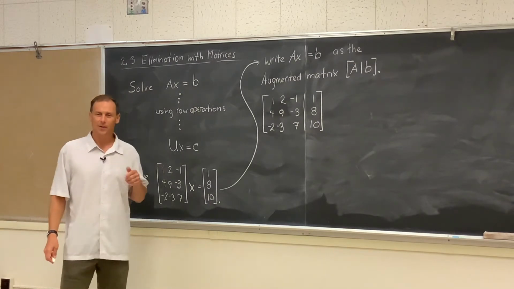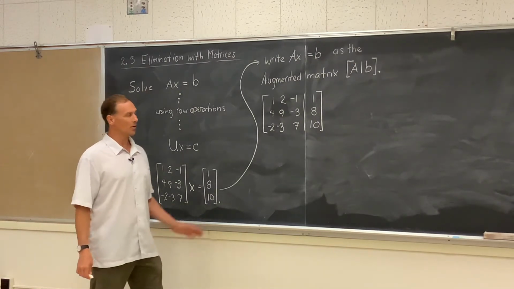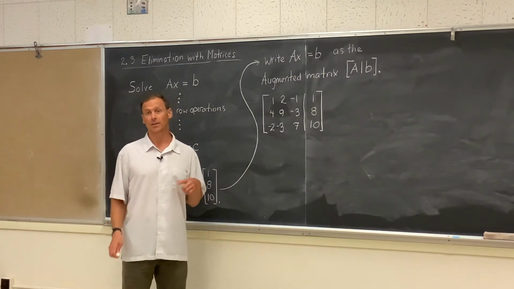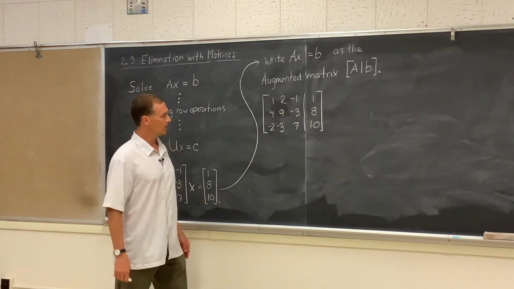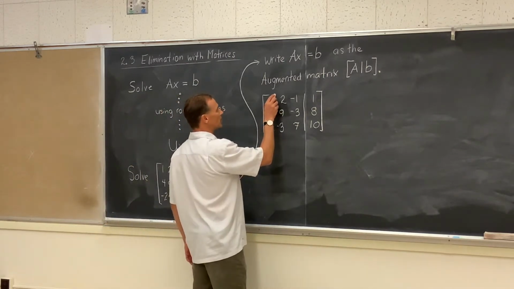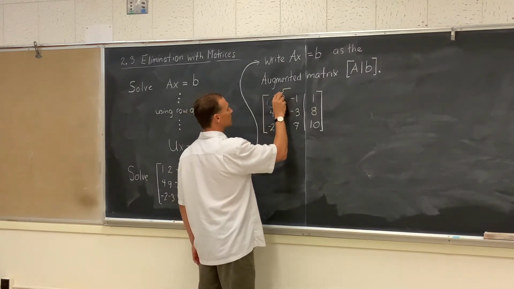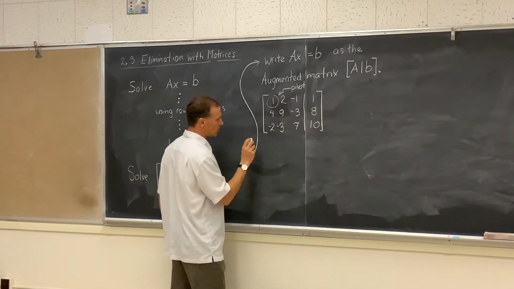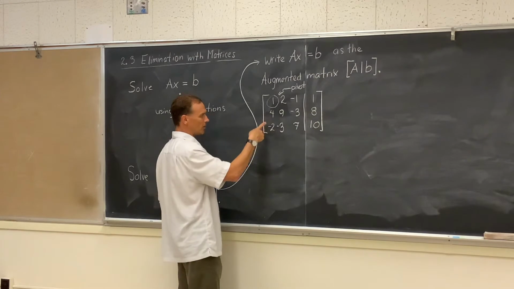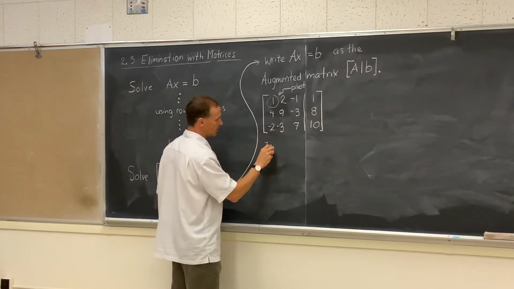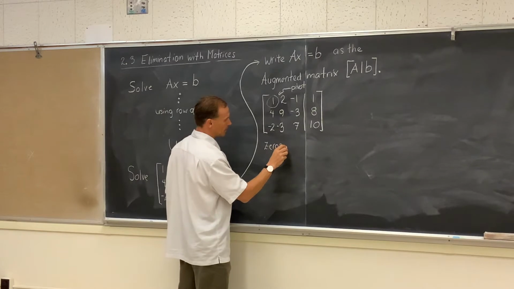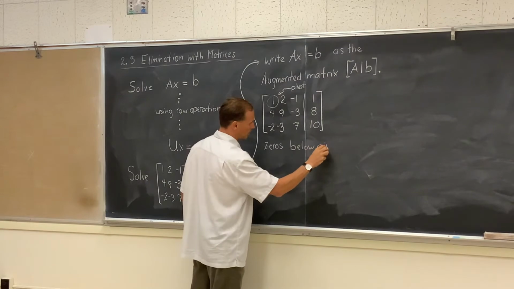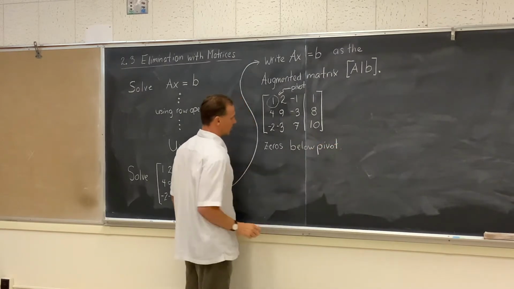Okay, now we're going to perform row operations, but we're going to be very systematic about it. We're going to follow the exact same process that we did in the previous video. So remember this top number here. This is our pivot. And our goal is to get zeros below the pivot. That's our goal.